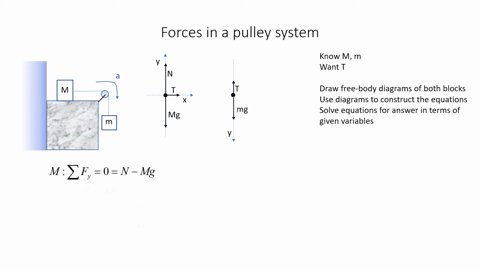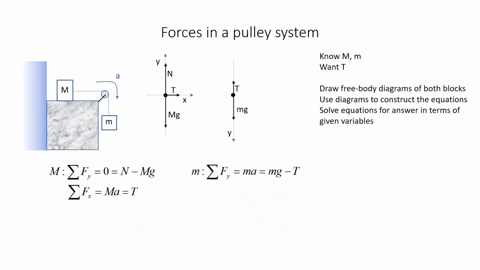We'll take our net force equation directly from our diagram. For the large mass on the table, the net force in the y direction equals 0, because it's not accelerating upward or downward. And the forces are the normal force pointing upward minus mg pointing downward. For the x equation, we have the sum of forces equals Ma, because it is accelerating, and the only force there is T, and it's in the positive x direction.